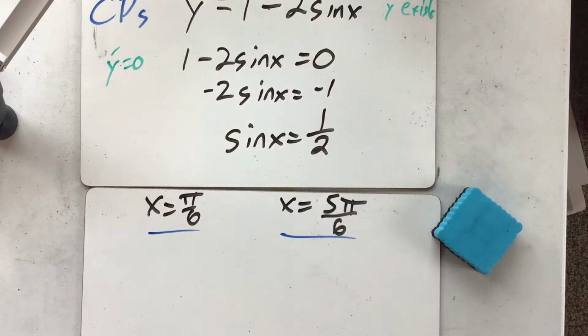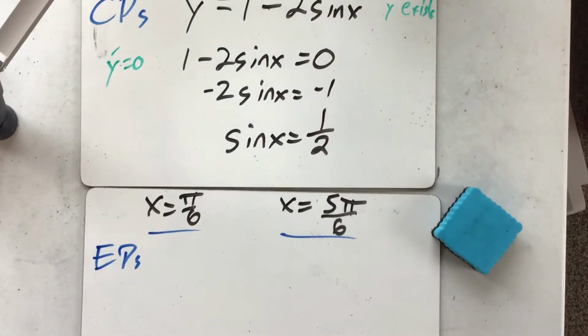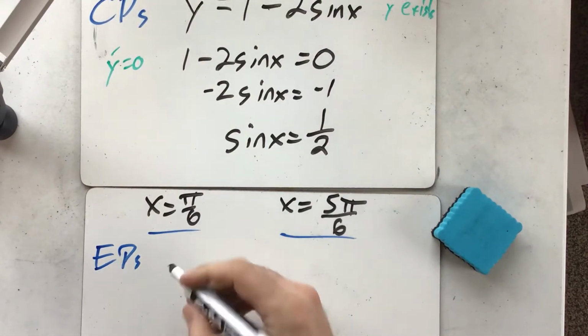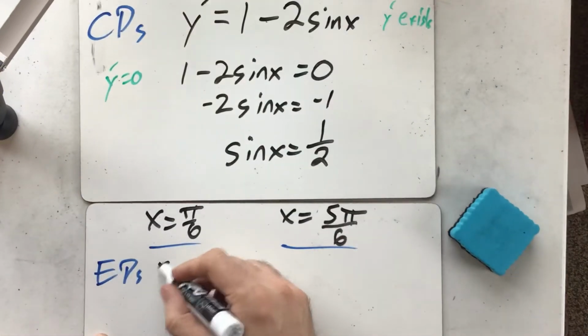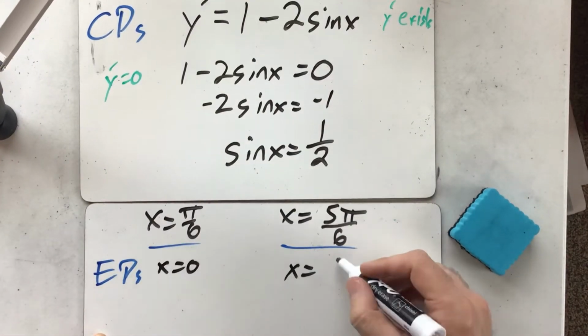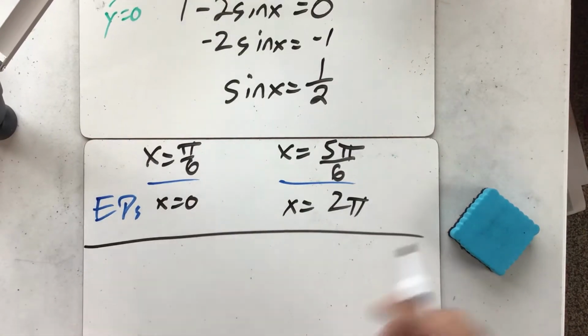Okay, my endpoints are pretty simple. My endpoints are just 0 and 2 pi, because those were just given to me when the problem started. So my endpoints are 0 and 2 pi. Okay, so now I'm just at the point where I'm plugging everything in.